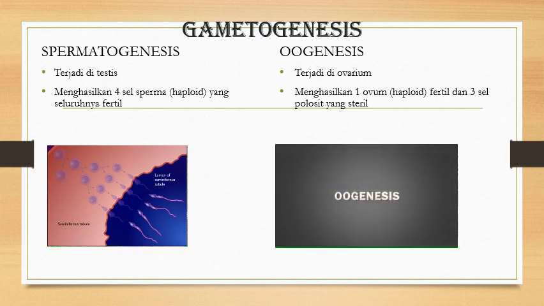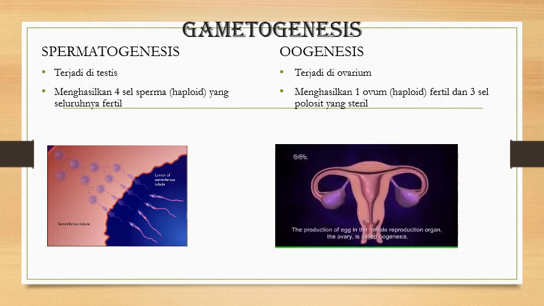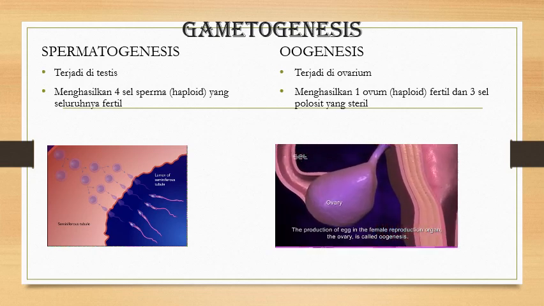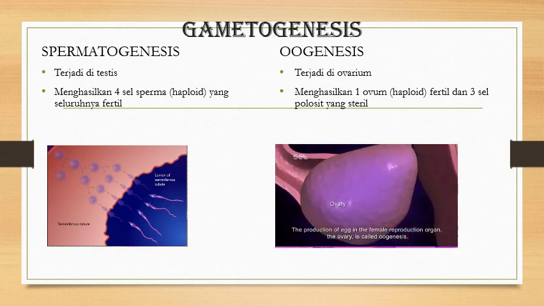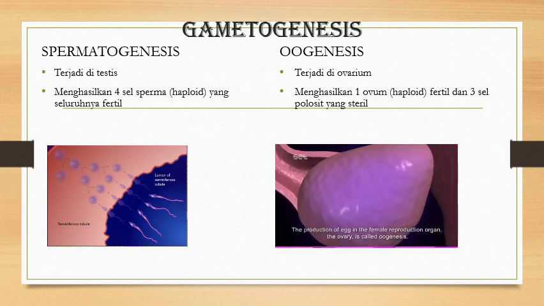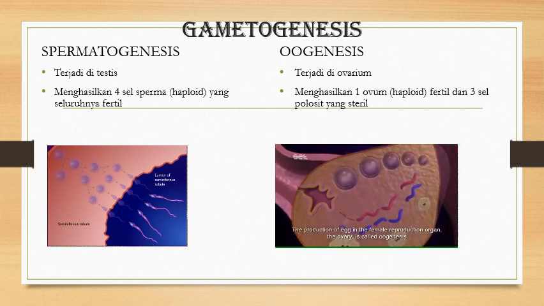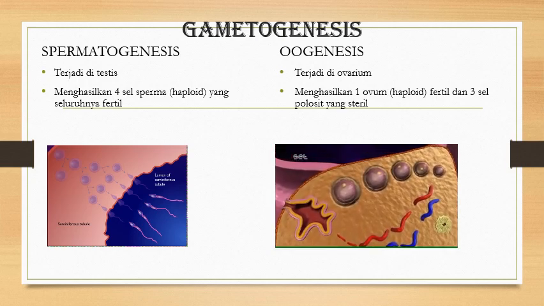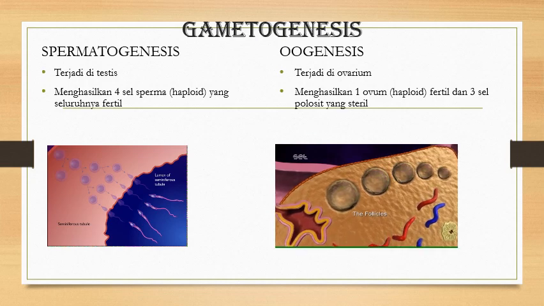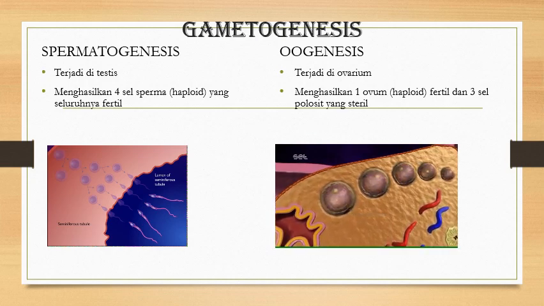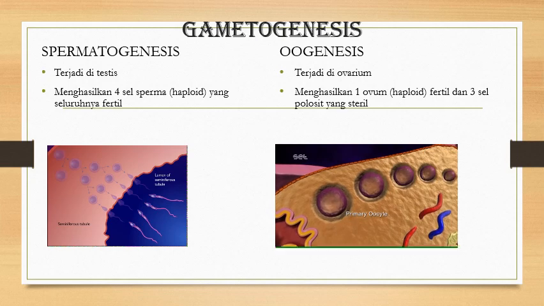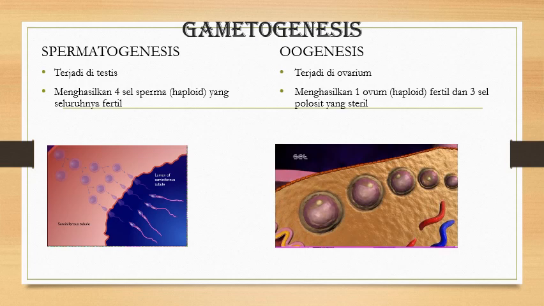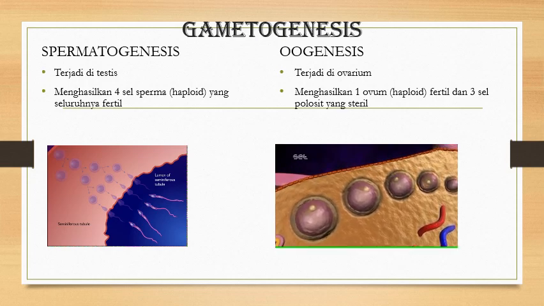Oogenesis, production of egg. The production of egg in the female reproduction organ, the ovary, is called oogenesis. The production of reproductive cells in females occurs during certain periods. The eggs are protected and nourished by the ovary. There are a large number of follicles in the ovary. There is one primary oocyte in every follicle. Every month, one egg cell matures and is released into the fallopian tube to allow fertilization to occur.